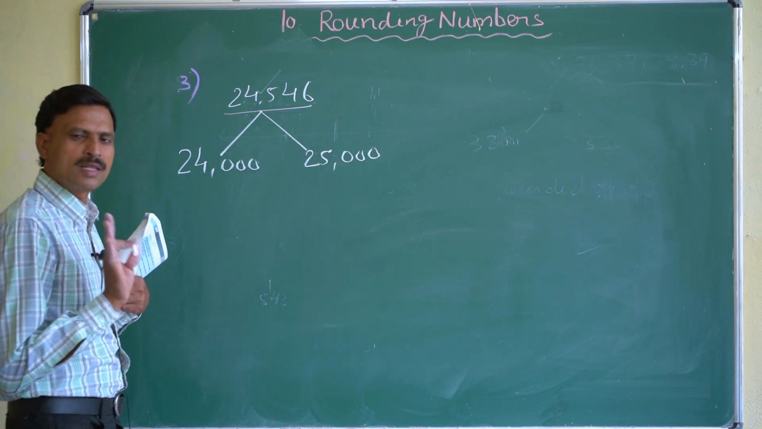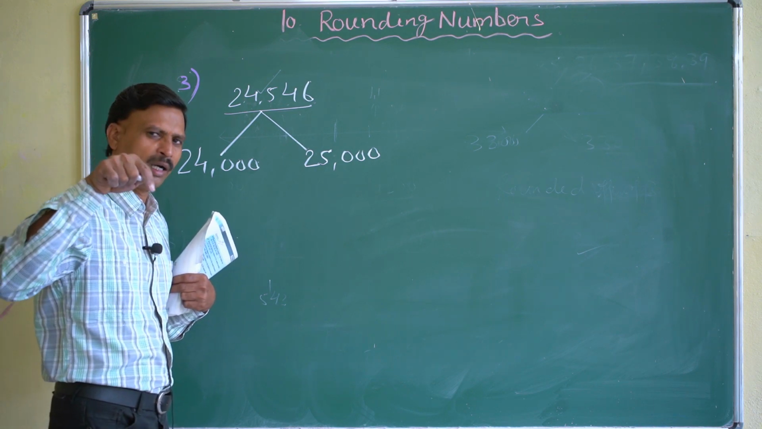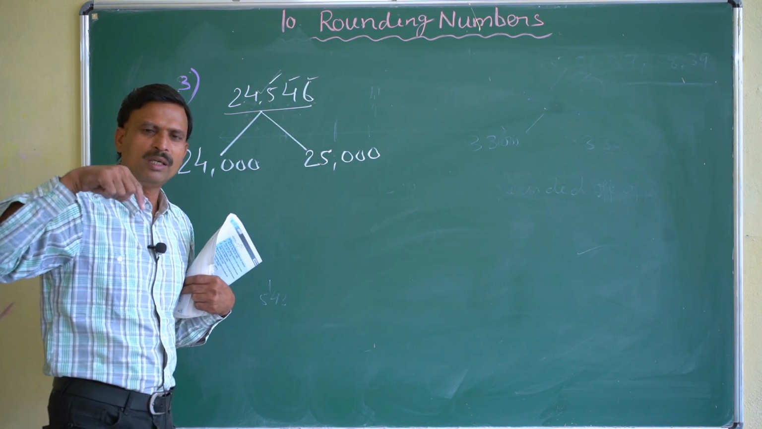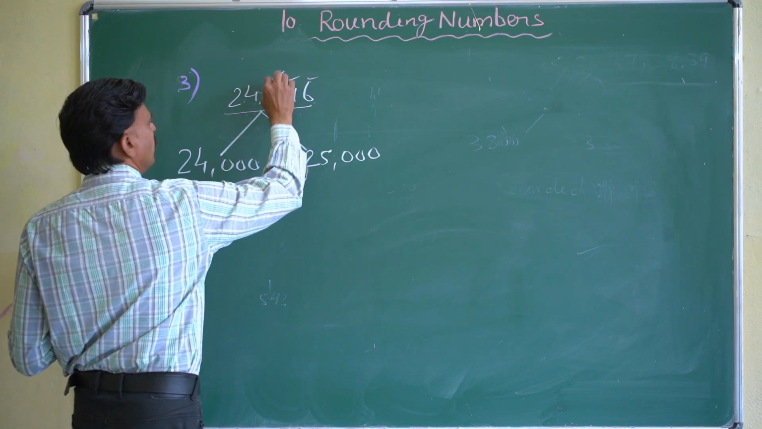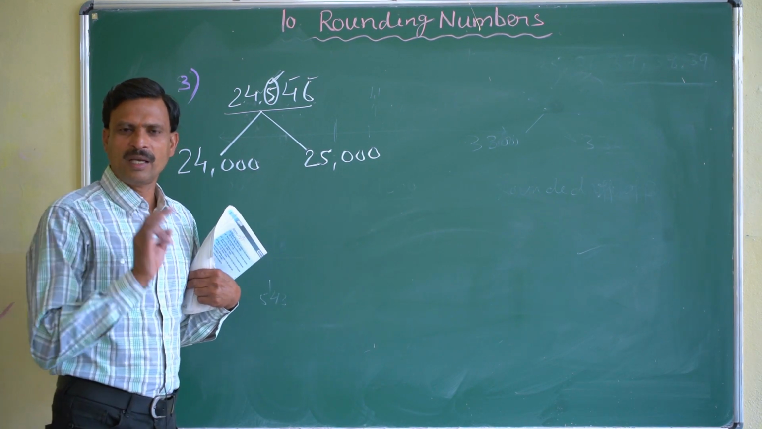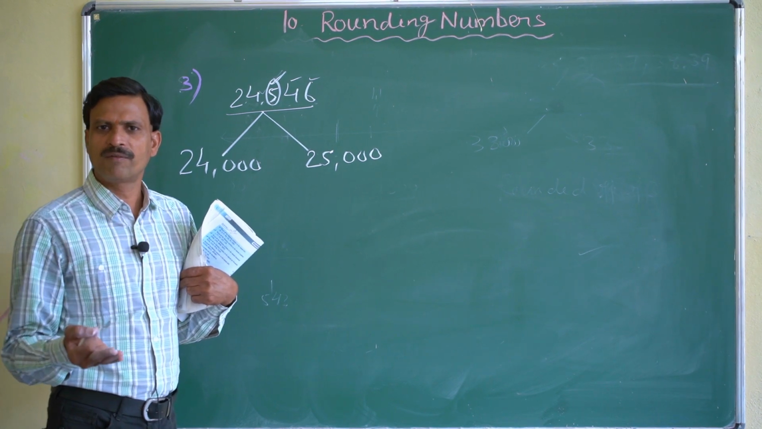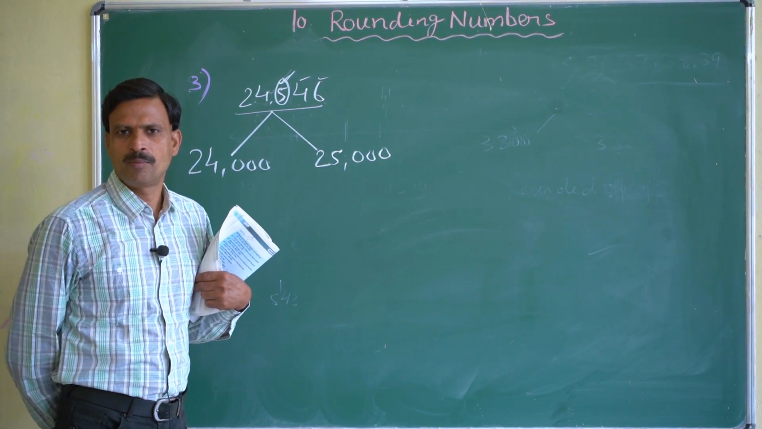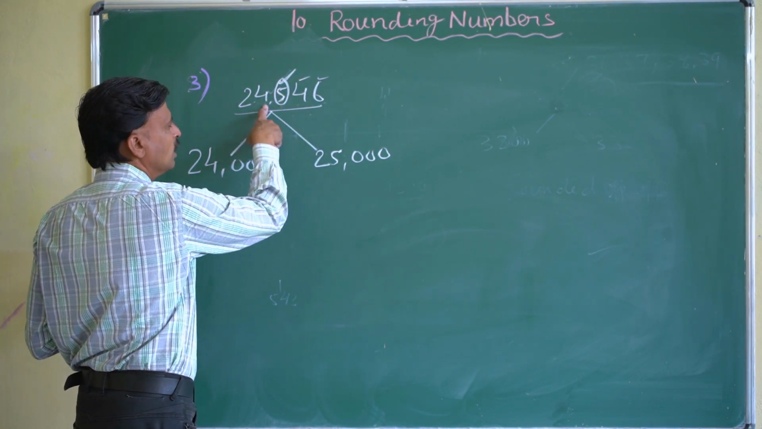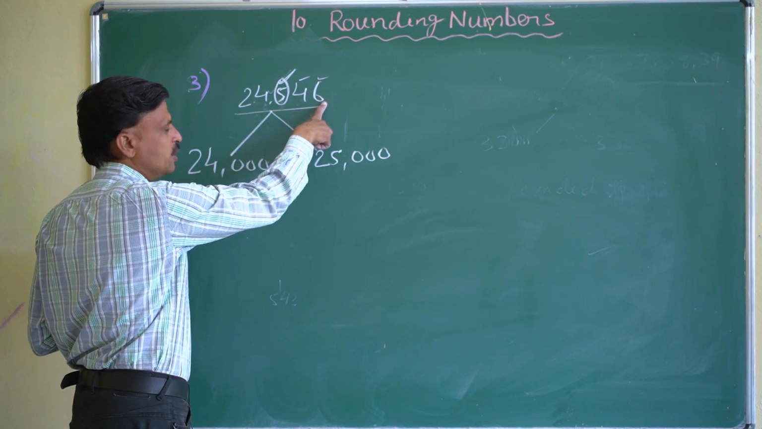Simple thing: since we are rounding off to 1000, we'll see the digit at the 100th place. So unit, 10 and 100. What is the digit at the 100th place? The digit at the 100th place is 5. The rule is if the digit is 5 or more than 5, the digit before it will be increased by 1. Since this is 5, the 1000 place digit here will be increased by 1 and the rest will be 0.